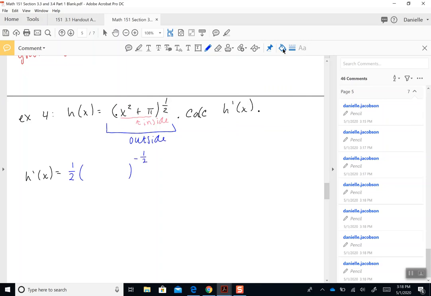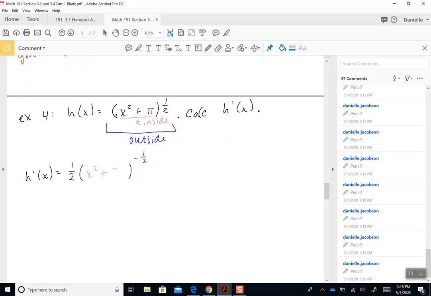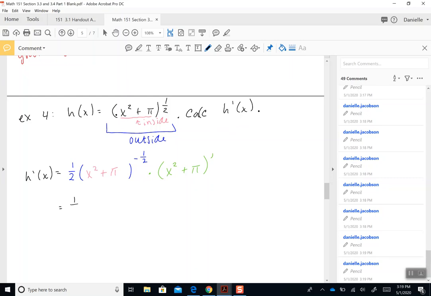All right, now I have to plug the inside back in. So my inside is x squared plus pi. So I took the derivative of the outside and plugged the inside back in. Now I need to multiply by the derivative of the inside, so I'd have (x squared plus pi) prime. Let's go ahead and finish this out. Already done with my first part, so I can rewrite 1/2 (x squared plus pi) raised to the negative 1/2. Take the derivative of this inside part, so I'd have times 2x.